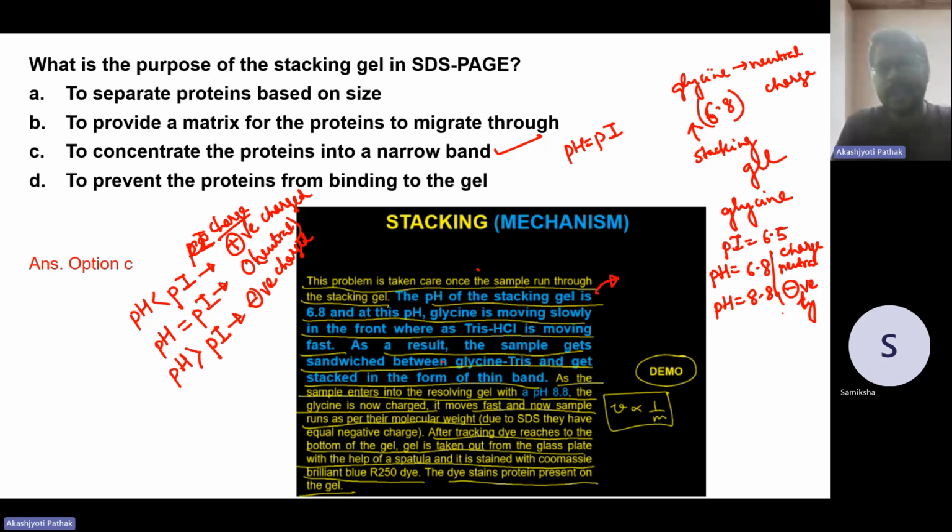So now, if your glycine molecules have a negative charge at pH 8.8, and your protein also has a negative charge, then glycine is present in your SDS running buffer. Repulsion will be there. The SDS running buffer has trace SDS and glycine. Okay.